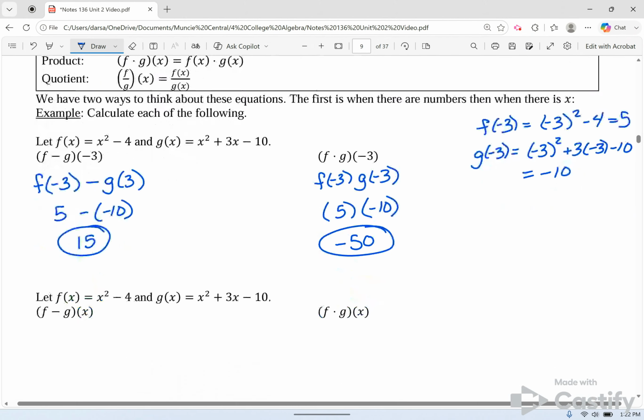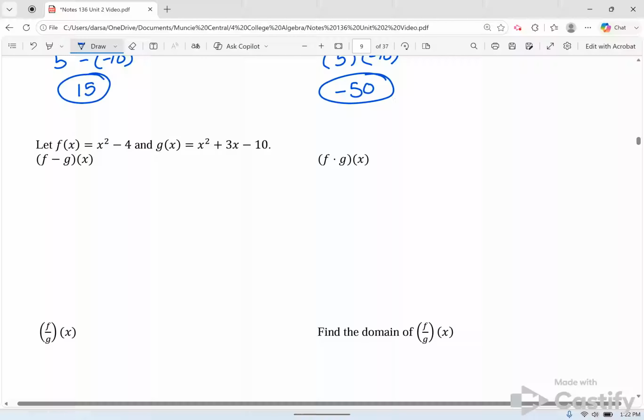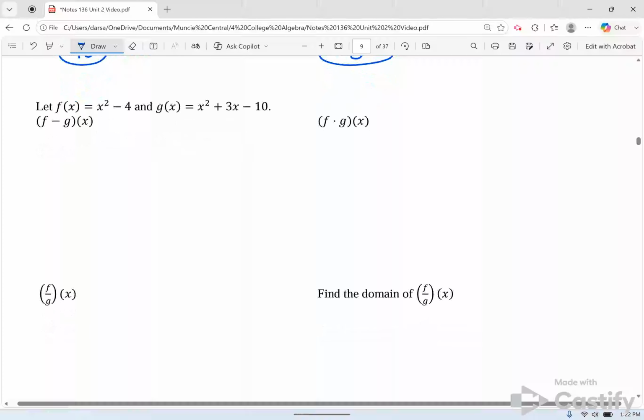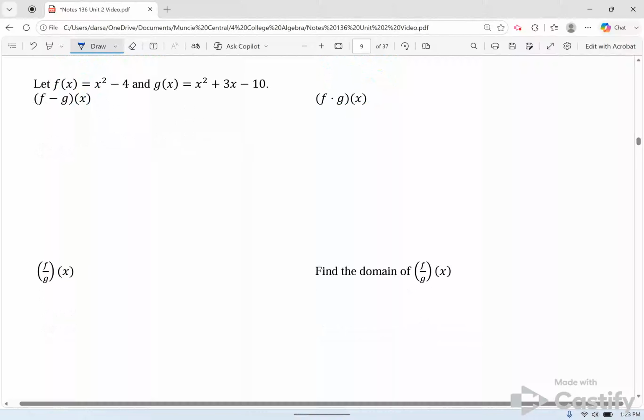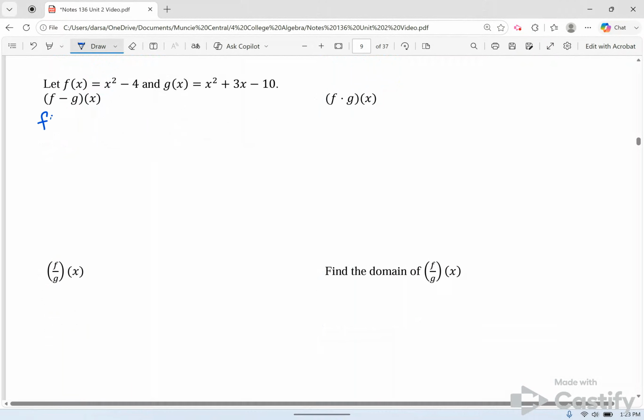Now, that's when we had a number plugged into this equation. What about this second version here? We have the same equations, but instead of a number like negative 3, we just have an x. So what this means is they want an answer that looks like an equation. So we still want to take f of x and subtract g of x. Now, the one hint I will say here is you want to put things in parentheses when you plug these in. So what is f of x? F of x is x squared minus 4. And what is g of x? G of x is x squared plus 3x minus 10.